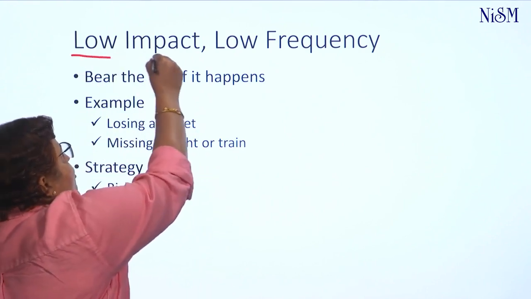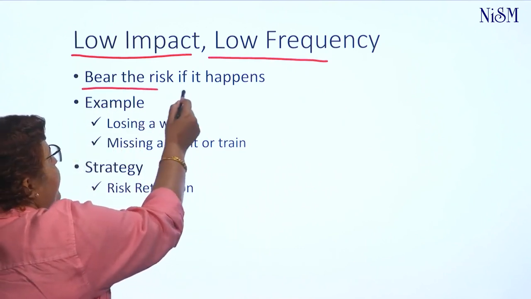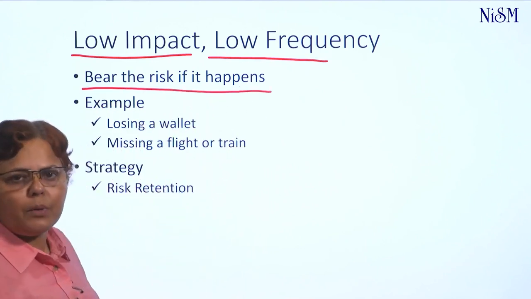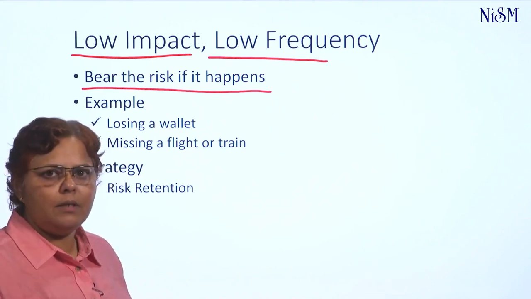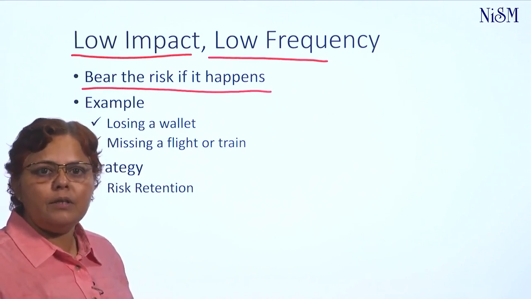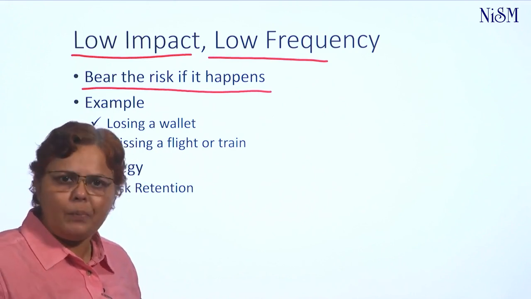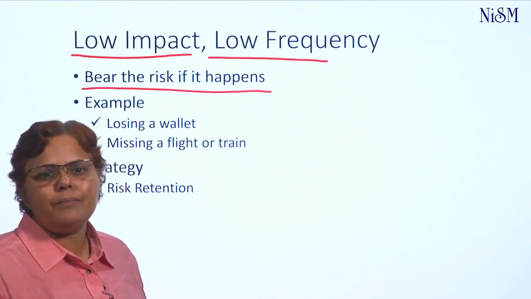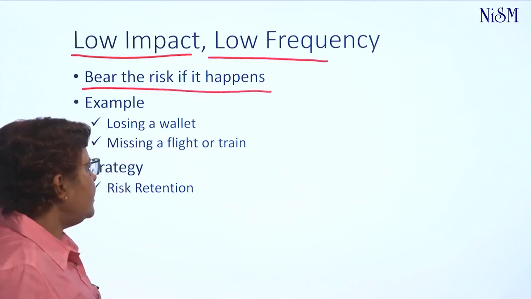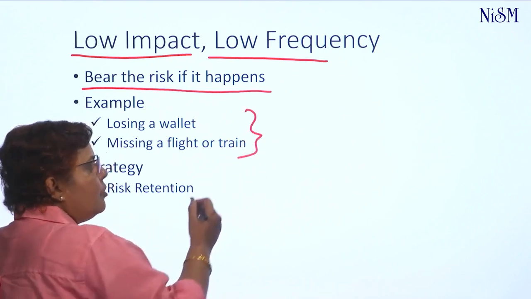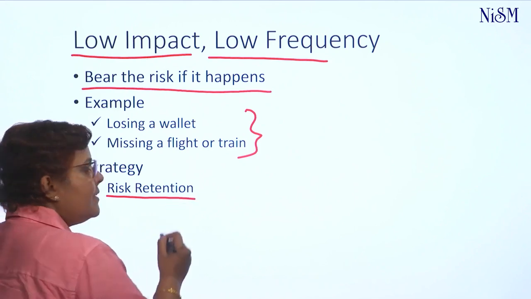And lastly, low frequency, low impact. You are going to bear the risk if it happens. Why? Because the impact is less and the frequency is also less. So, in this case, first of all it is rare that it will happen, and even if it happens, it is going to give you less impact, like losing a wallet, missing a train. Such things we will not get into insurance. We will do the risk retention.